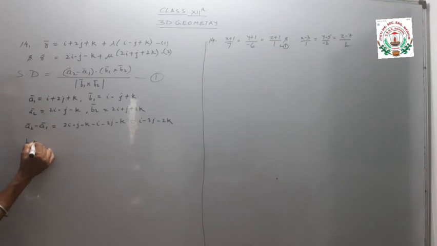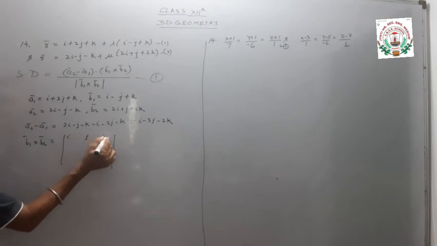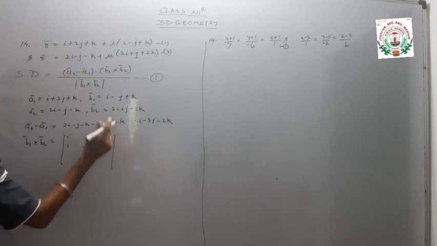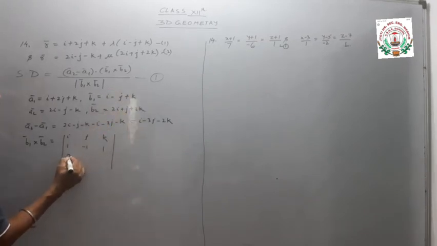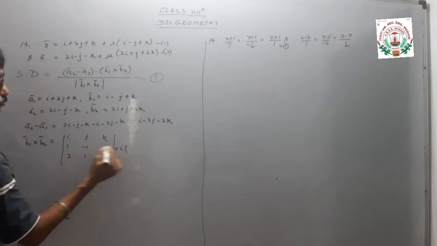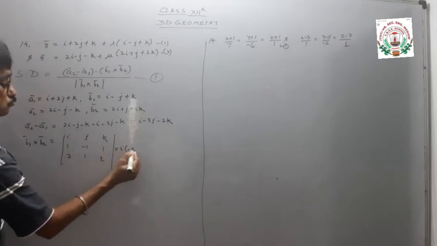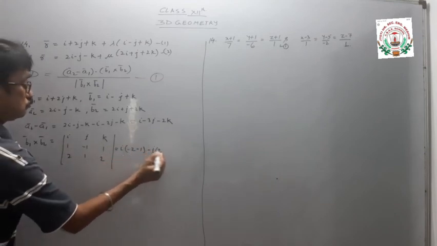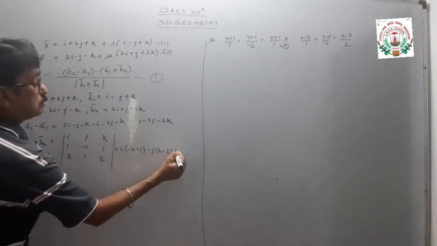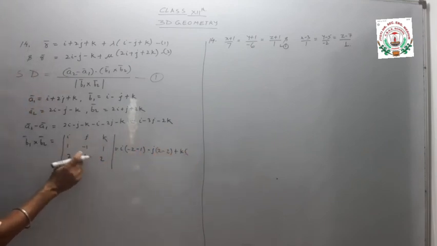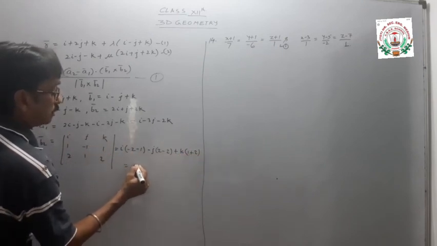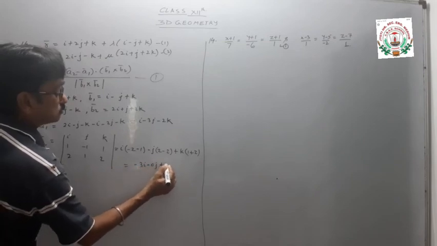Now I have to calculate the b1 cross b2 vector also, in the determinant form I, j, k. The coefficients of b1 are 1, minus 1, 1 and of b2 are 2, 1, 2. So I into (minus 2 minus 1), minus j into (1 into 2 minus 2 into 1), plus k into (1 into 1 minus 2).